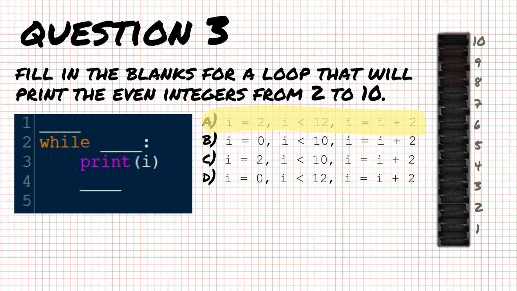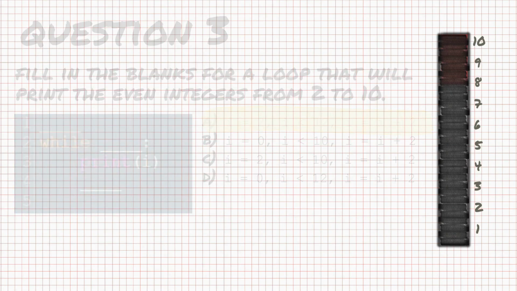The answer is A, I equals 2, I less than 12, I equals I plus 2. The initializer, test, and updater of the loop control variable need to work together so a loop executes exactly the right number of times. This code prints the value of I at the top of the loop, so we must initialize it to 2 if that is the first number we want printed. We want 10 to be printed, so we must enter the loop when I is 10. And we will add 2 to I each time through the loop, so only the even numbers are printed.